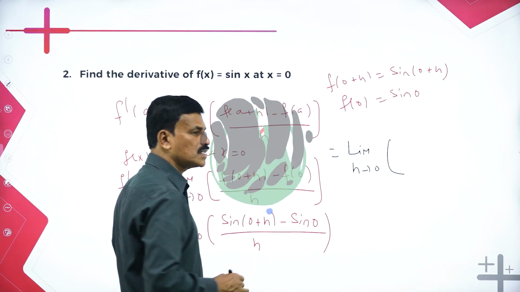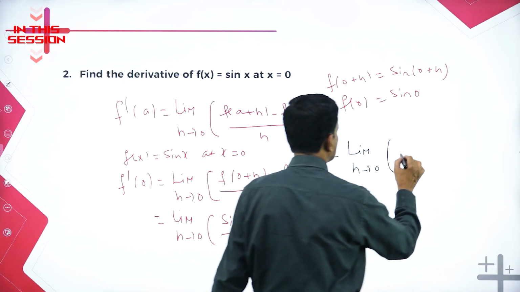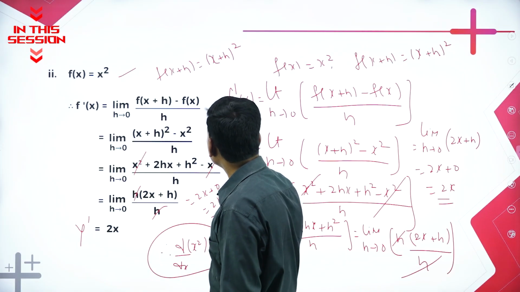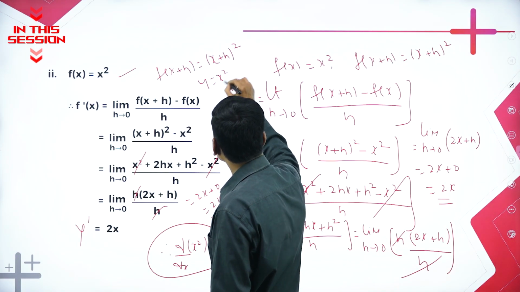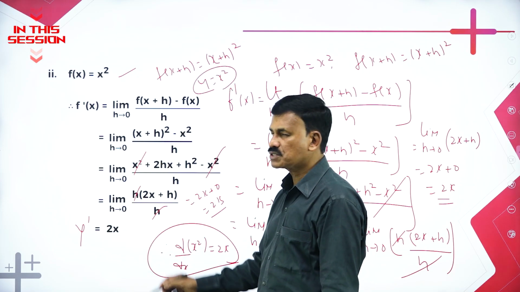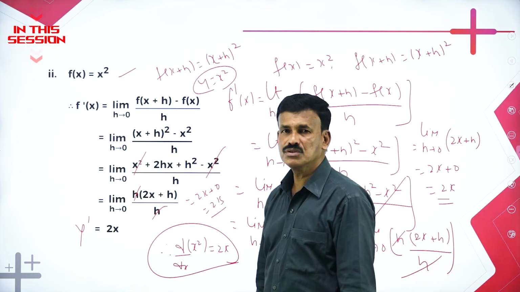Sine of 0 plus h minus sine of 0 can be written as, after simplification, this reduces to sine h divided by h. Suppose if y is equal to x square, then y dash or dy by dx is equal to 2x. So differentiation of x square is equal to 2x.